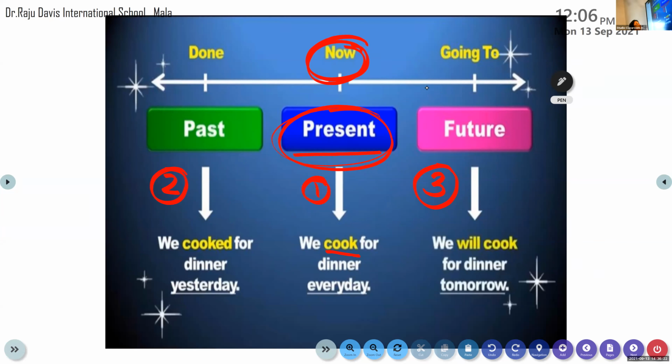Now let's move on to the second tense. The second tense is called the past tense and it tells us what has already happened or what has already been done. Okay, it tells us what has already been done.